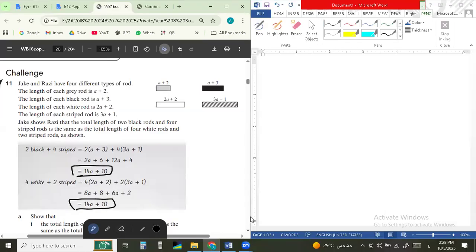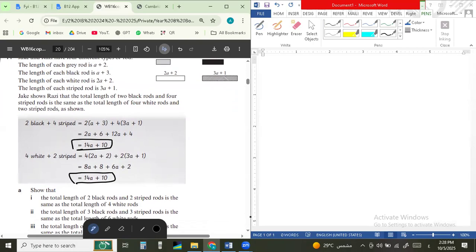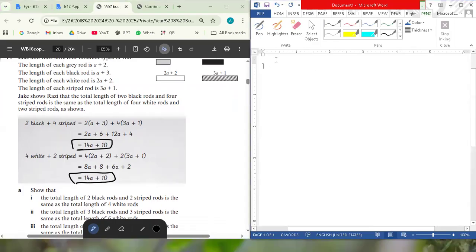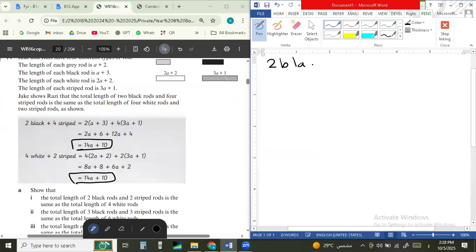Here they want you to show that the total length of 2 black, let's write it here, 2 black plus 2 striped is the same as the total length of 4 white.